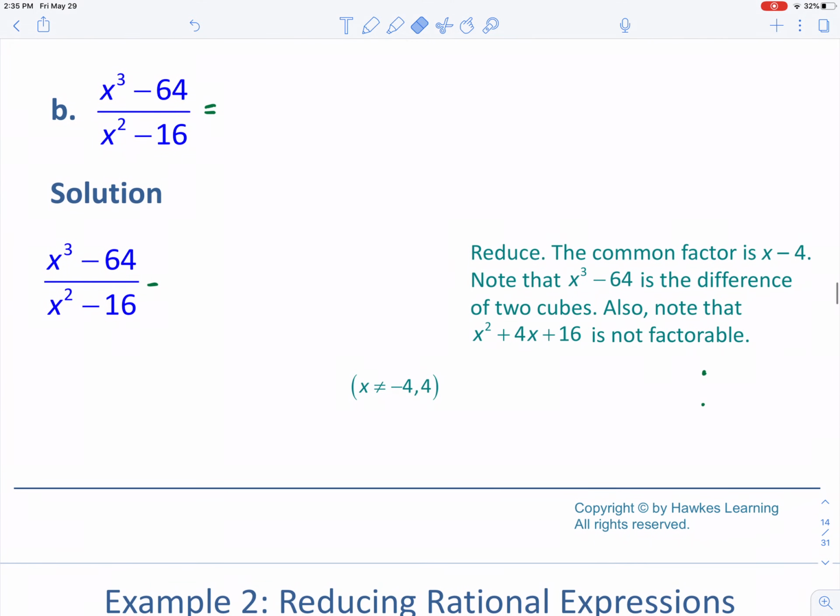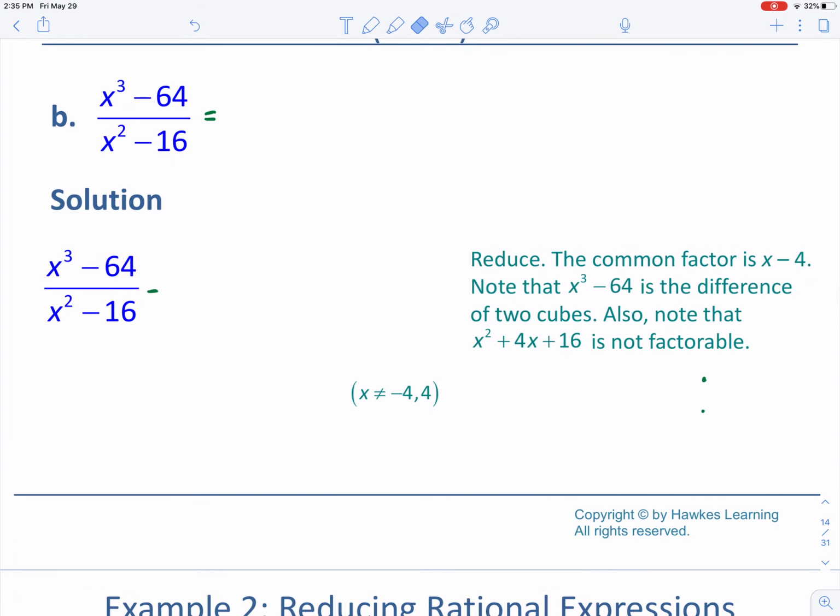Here's another reducing example. I wanted to do this one because it's got the difference of 2 cubes in it in the numerator, and sometimes that's a hard factoring technique to remember. So I'm going to begin by taking the cube root of x cubed and the cube root of 64 and keep the same connecting sign. This is a formula that you would need to memorize.